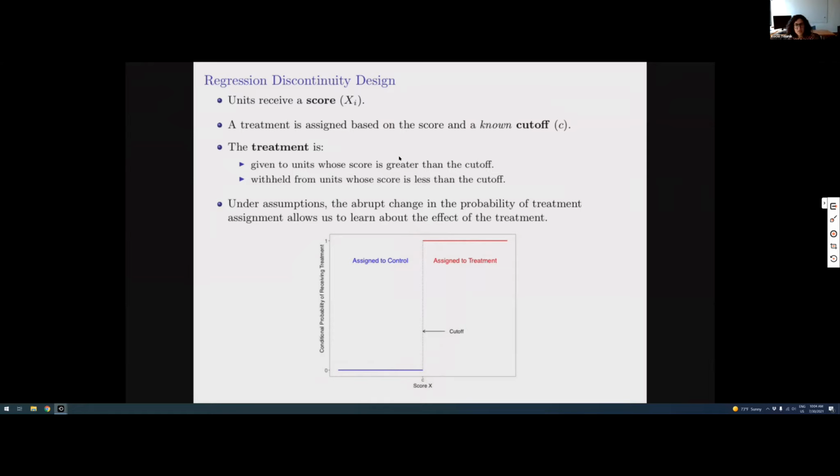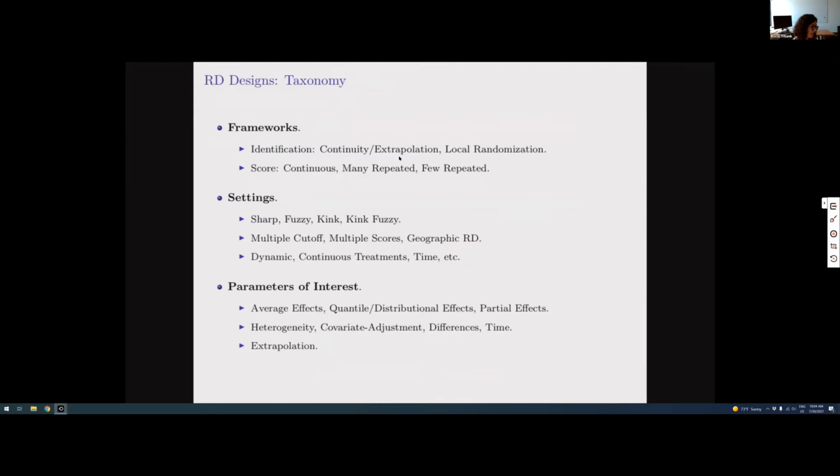And so the regression discontinuity design is basically a design that is based on this type of discontinuous assignment to treatment. And what we're going to do is place assumptions on top of this assignment rule, so that we use the abrupt change in the probability of treatment assignment as the basis to learn about the treatment effect.